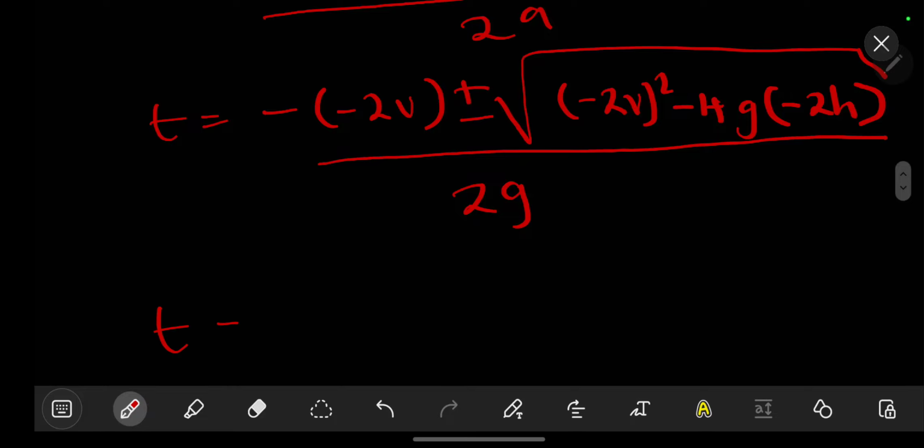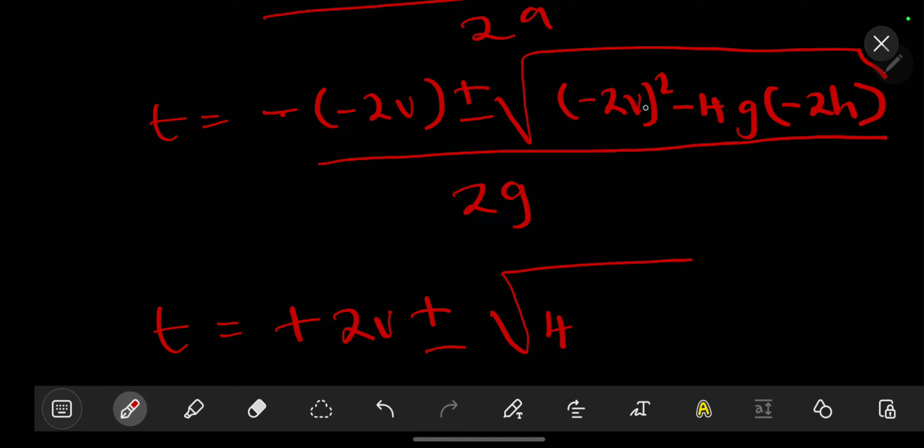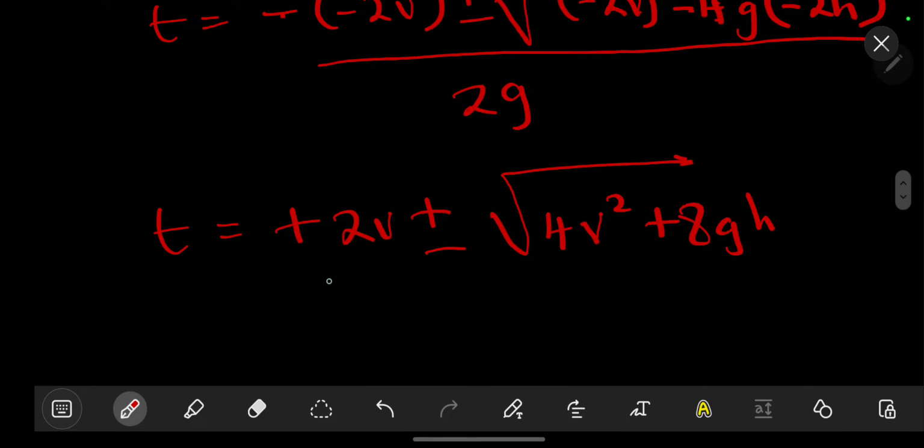Then t should be equal to negative times negative, which is positive 2v, plus or minus the square root of negative 2 squared, which gives us 4. V squared gives us v squared, so that the square is distributed for both numbers. Then negative times negative is positive, then we have 8, since 2 times 4 gives us 8, then g times h gives us gh. Then we divide this value over our 2g.